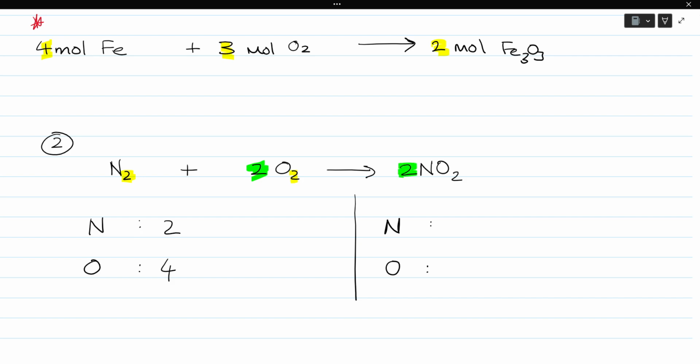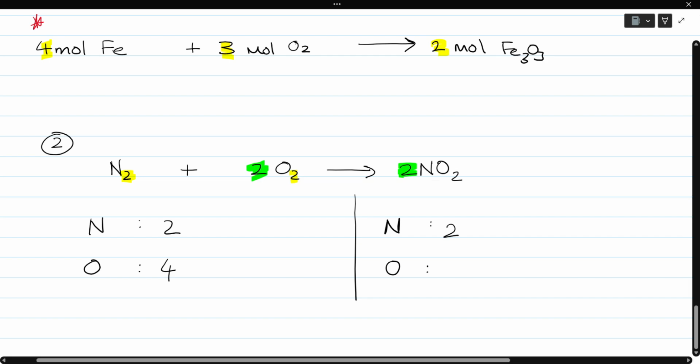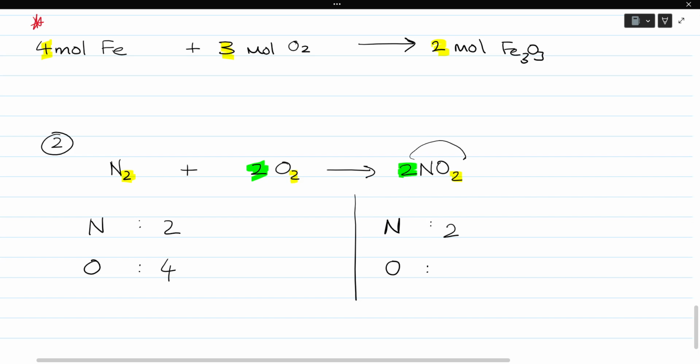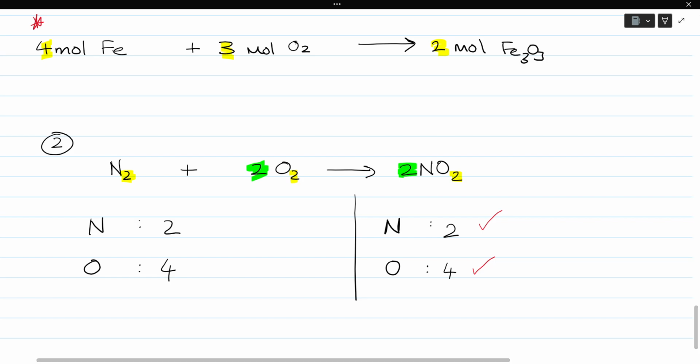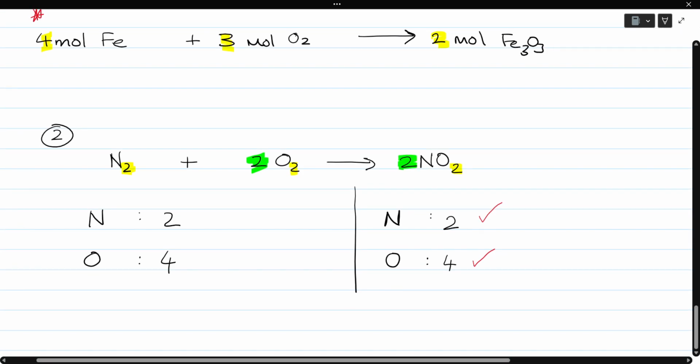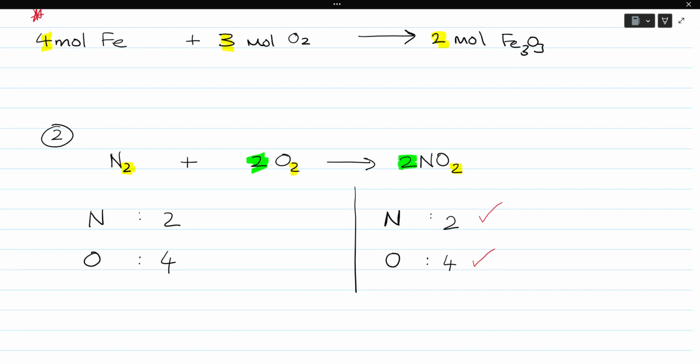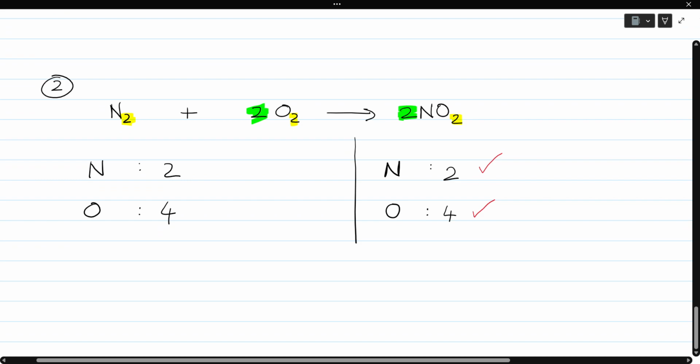On our other side, we do not have a subscript for nitrogen, so all we have is 2. For oxygen, we do have a subscript, a small 2, so we take the 2 and multiply, and we get 4. Now we do our check. We've got 2 nitrogen on either side, it's balanced. For oxygen, we've got 4 on either side, that is also balanced. Therefore, this equation is correct. We can use these coefficients to make sense of the equation. So what does this look like?